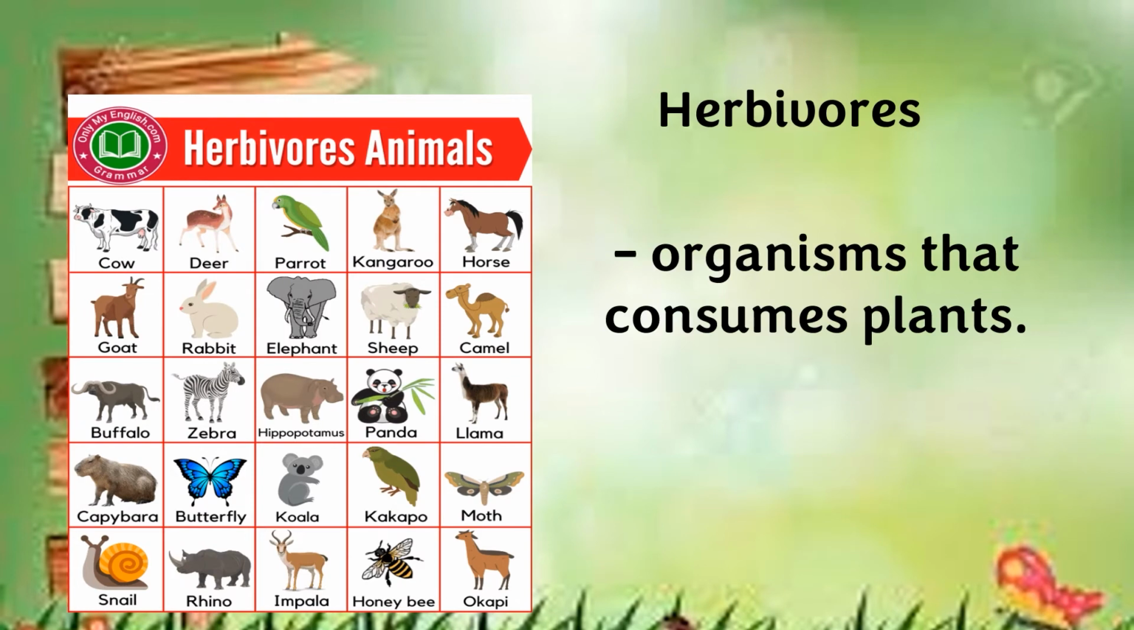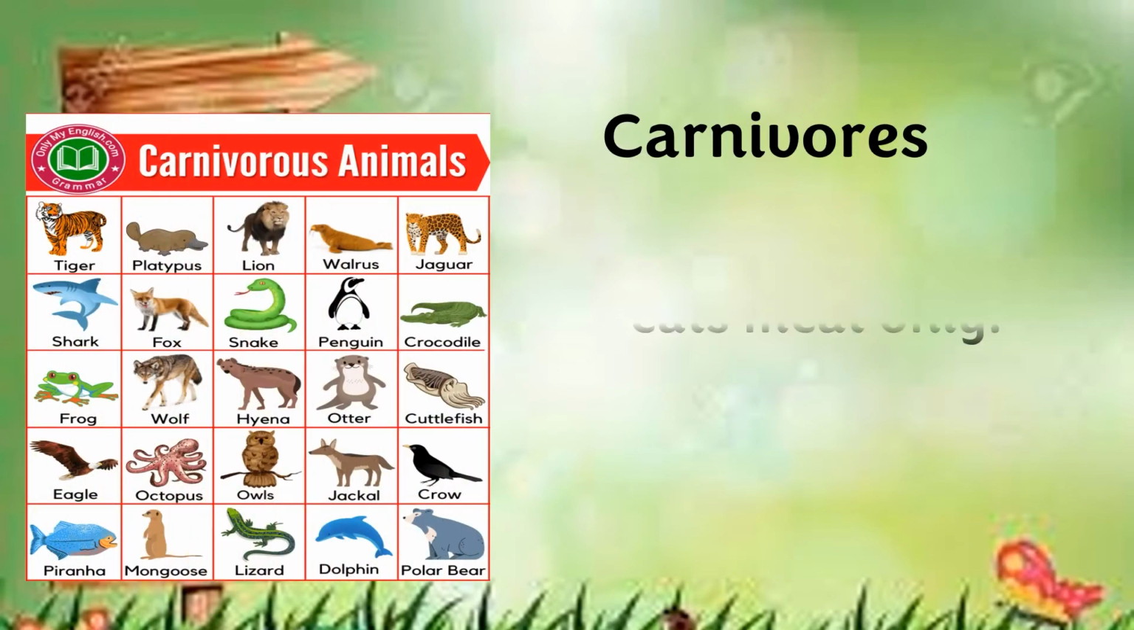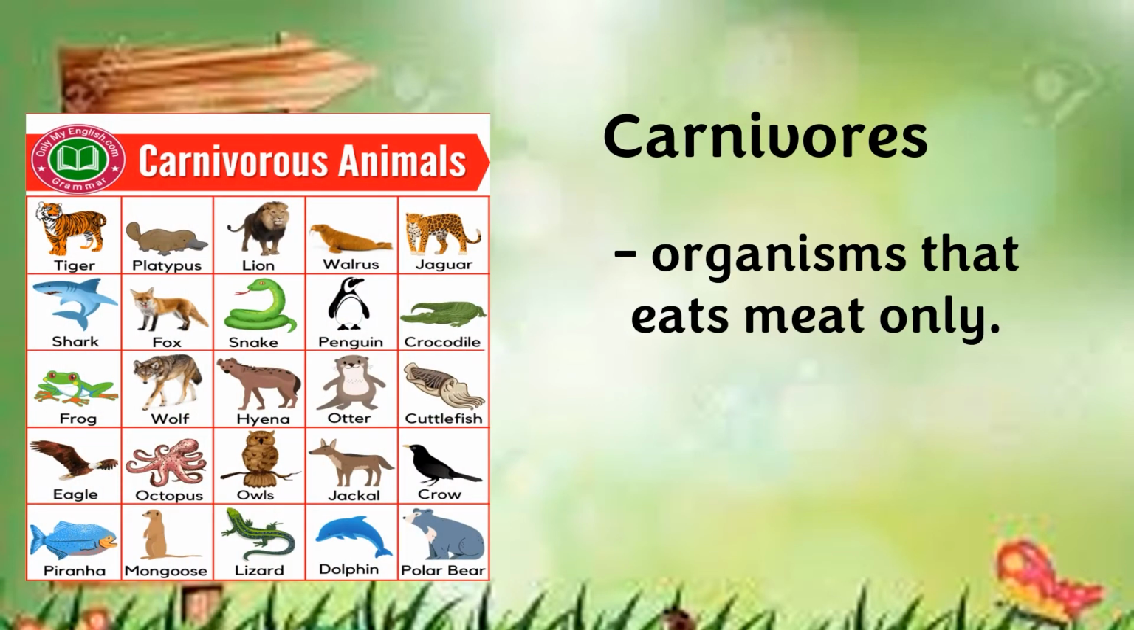Consumers are classified into four. One of it is the herbivores. These are the organisms that consume plants, or the plant-eating animals because they feed on plants only. The second type are the carnivores. These are the organisms that eat meat only, or they feed on other animals.